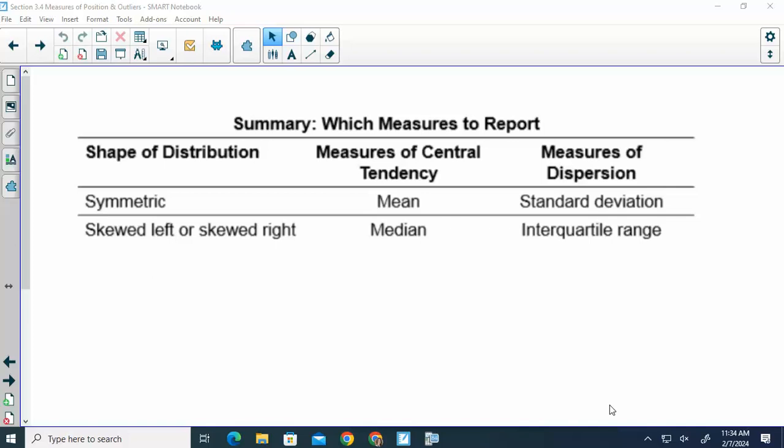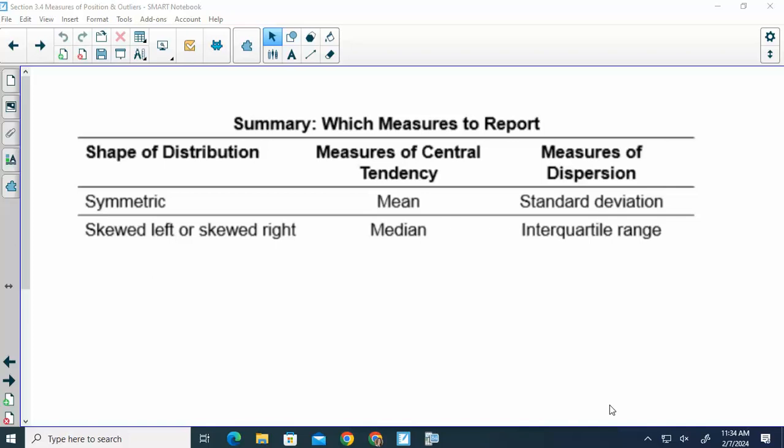So the last thing that we have to talk about in this is outliers. An outlier is really just a value that doesn't fit in with the rest. And sometimes it's easy to tell and sometimes it's not.